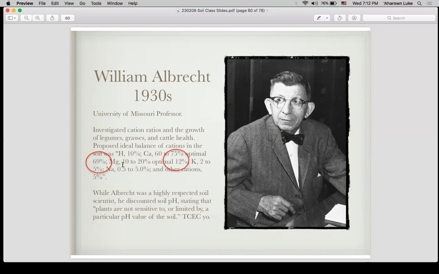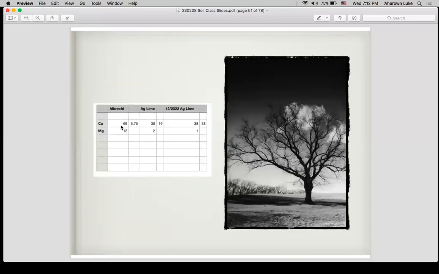So this is a little bit different than pH because a lot of these things might affect the pH, but what he's looking at is a ratio that is optimal for flocculating the soil, however you say that. So it's interesting that it's not appreciated more how much the soil has to offer if it's treated intelligently. So here's Albrecht's approach: 69%, 12%. That's a ratio of 5.75.